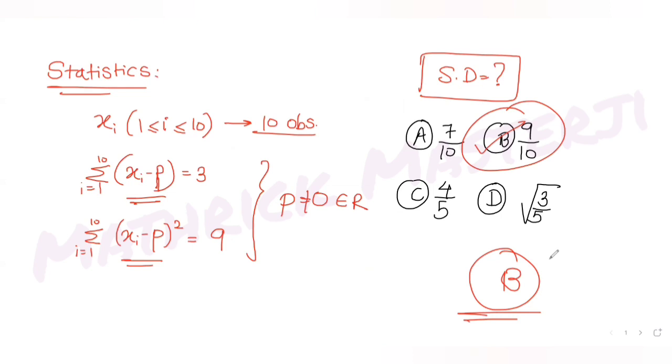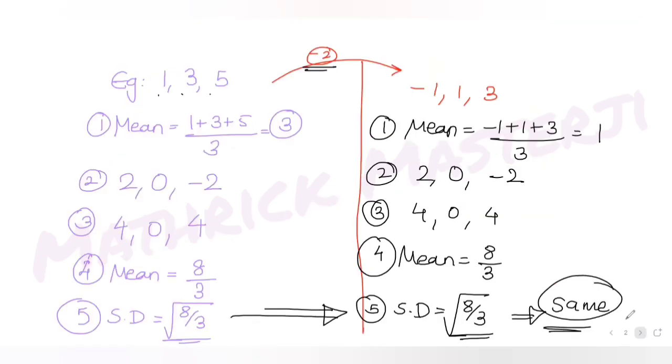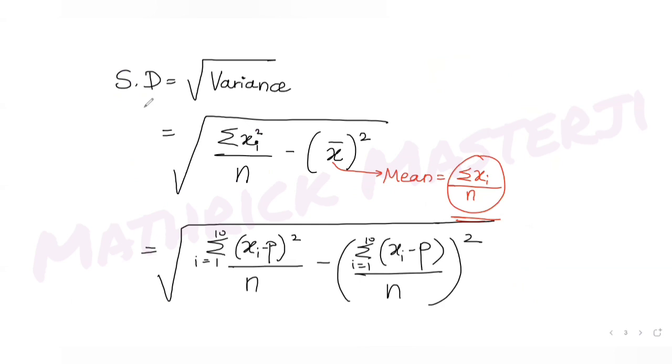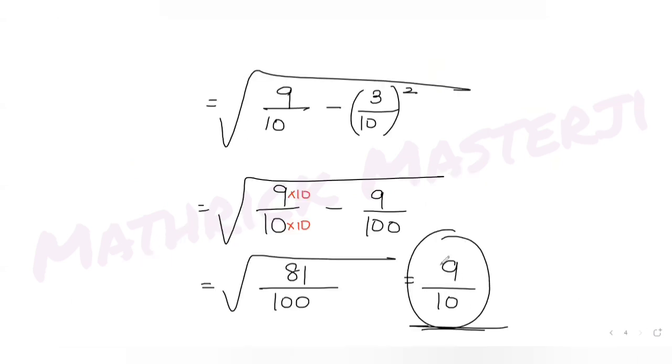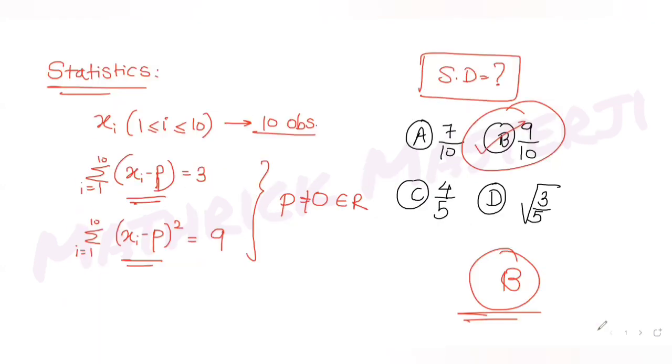I hope you have understood how to solve this type of questions. So what we did was we first figured out that addition or subtraction of a same constant from each of the terms does not affect your standard deviation. It still remains same. And then we just use that idea to find the standard deviation of the 10 observations that were asked. So further by solving got that as 9 by 10, which basically matches with option B. So B becomes the correct answer here. I hope you have understood how to solve these questions.